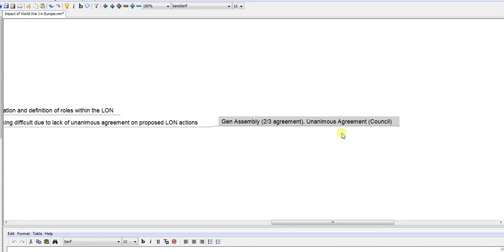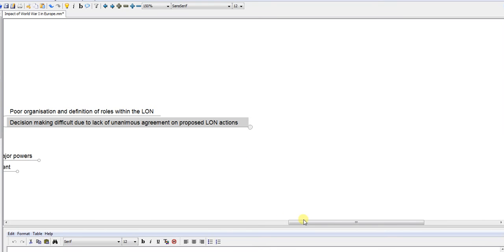But because there are so many people in the General Assembly with so many different opinions, and likewise over here, 8 members, so they all have different opinions. So they often couldn't come to agreement on what action should be taken. And because of that, effective action could not be taken quickly enough, which made the League very, very ineffective.